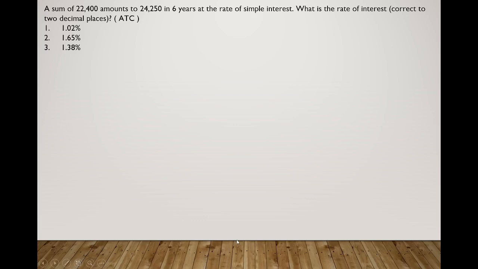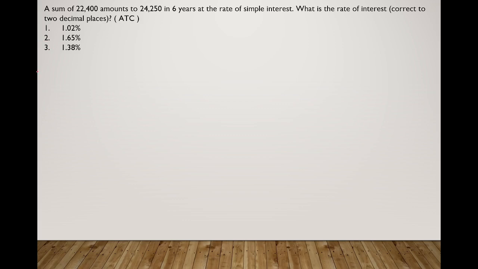Good morning. So, we have discussed simple interest and compound interest. I already shared some formulas and some basic tips on how to calculate simple interest and compound interest. So, today we are practicing some questions based on simple interest and compound interest.